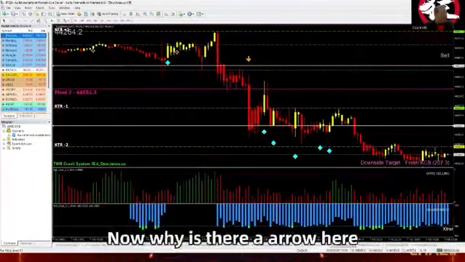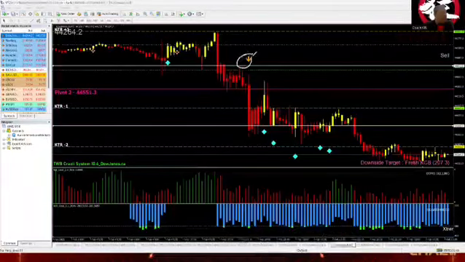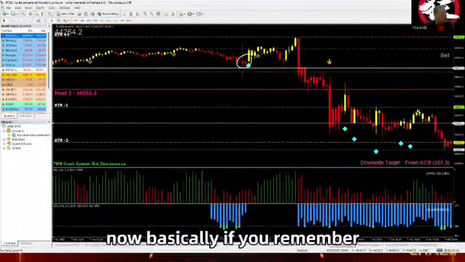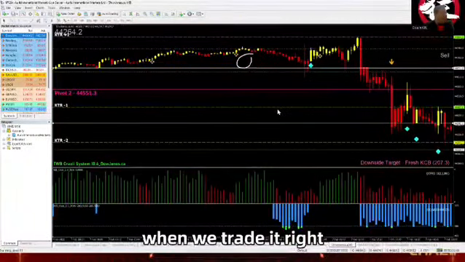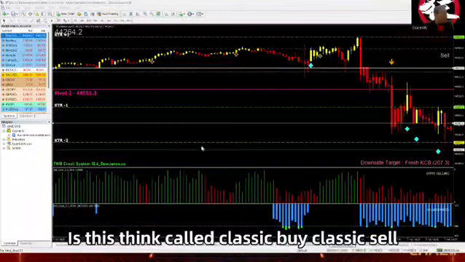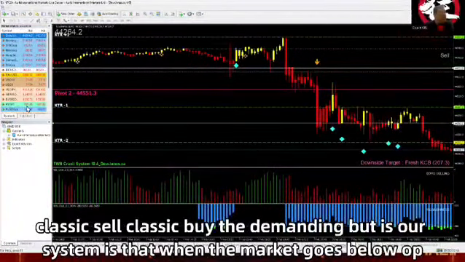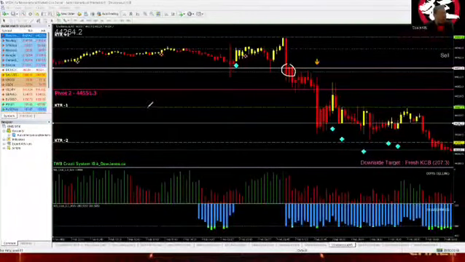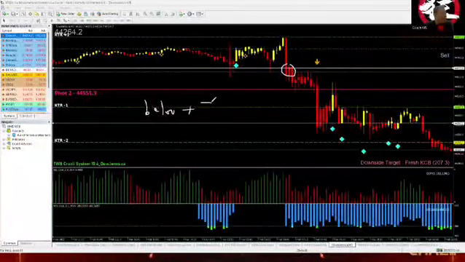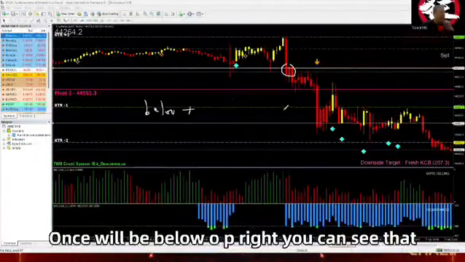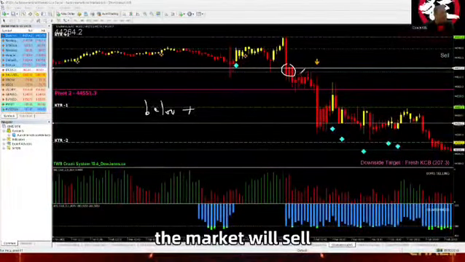Okay? Now, why is there an arrow here? What's the reason for that? Is it going to be helpful for us as a trader? Now, basically, if you remember, when we traded, there is this thing called classic buy, classic sell. The main thing about this system is that when the market goes below OP, once it goes below OP, you can see that the market will sell.